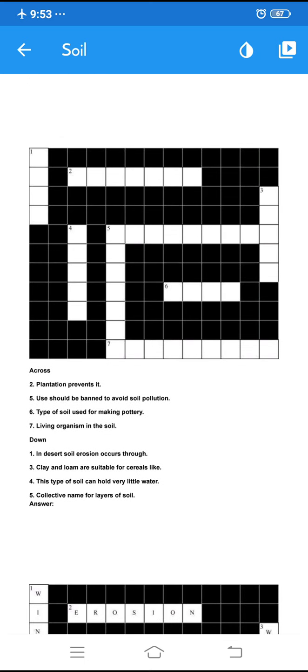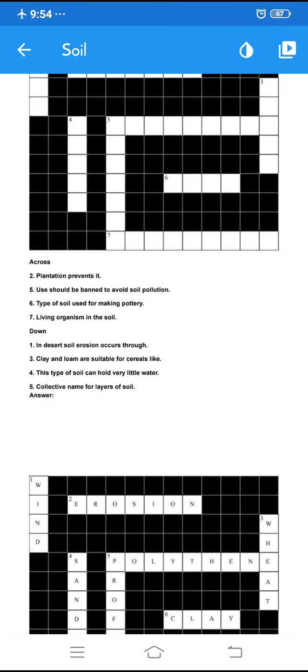Now across question number 5 we shall go. From left to right you have to fill up. Use should be banned to avoid pollution. So the use of something should be banned in order to prevent soil pollution. So what material could it be? Yes, let us check the answer. Question number 5 is polythene.